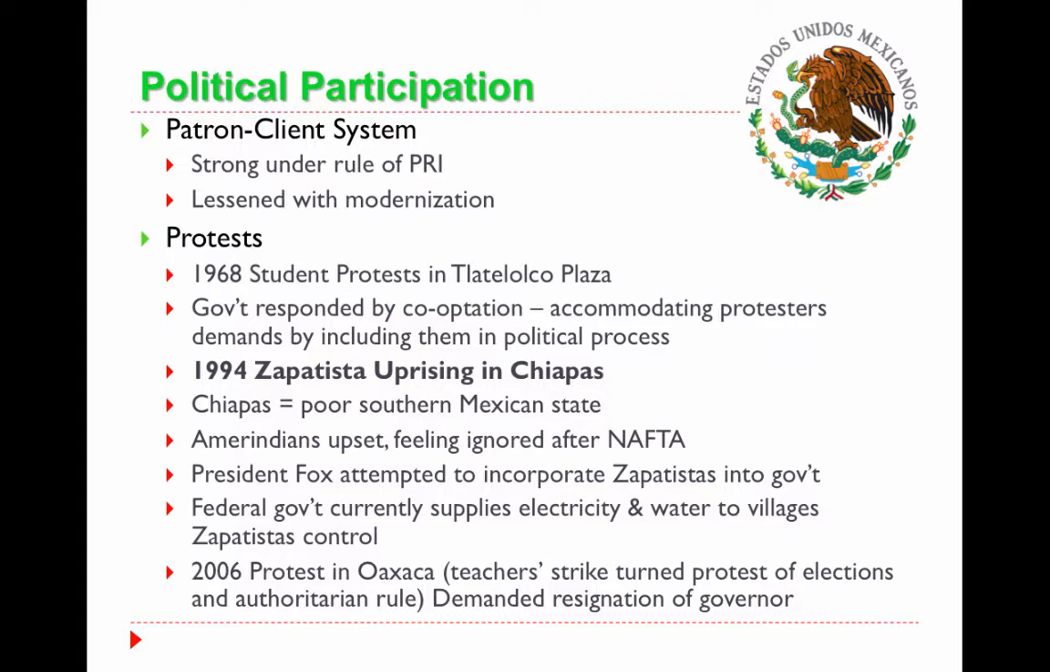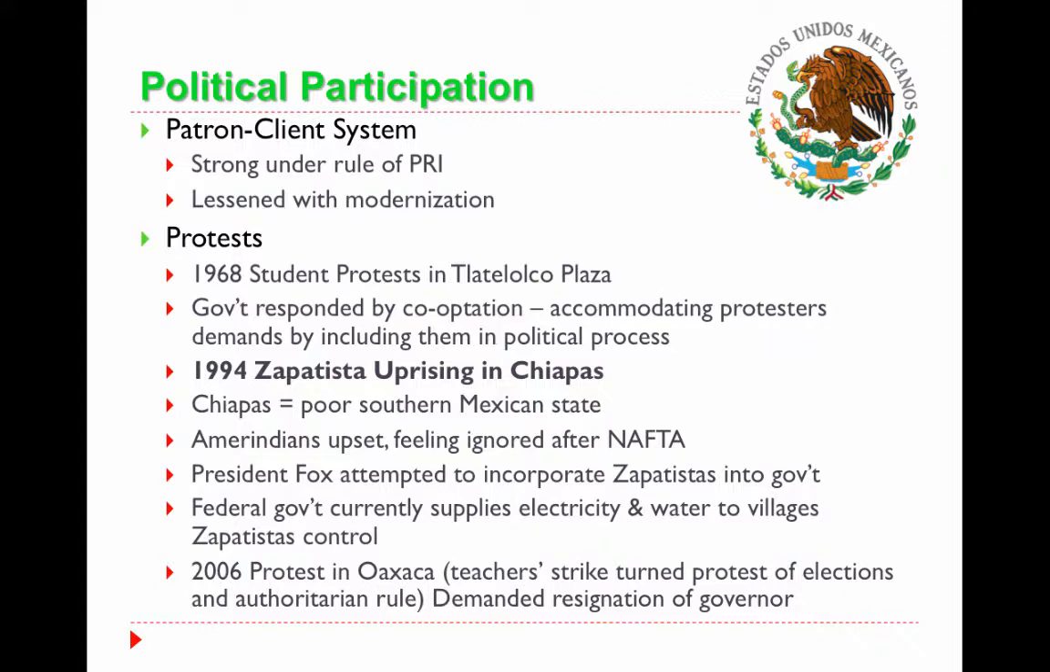We also saw a pretty successful uprising in Chiapas in 1994. So Chiapas is a pretty poor southern Mexican state. So in the south, if we're talking about people who are in poverty, typically this is an area that is dominated by Amerindians. This group in particular was really strongly and poorly affected by NAFTA.